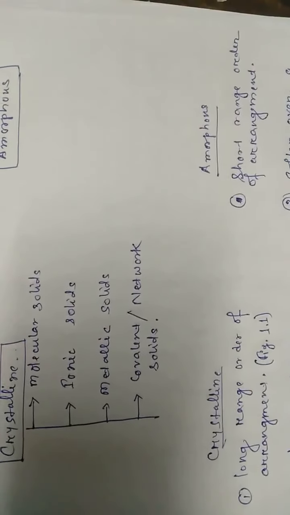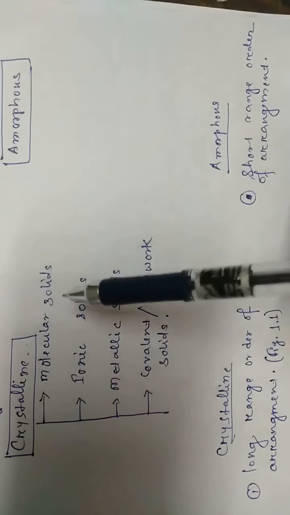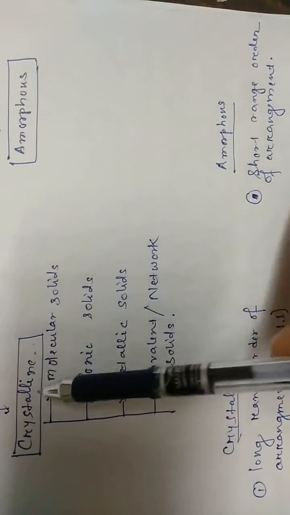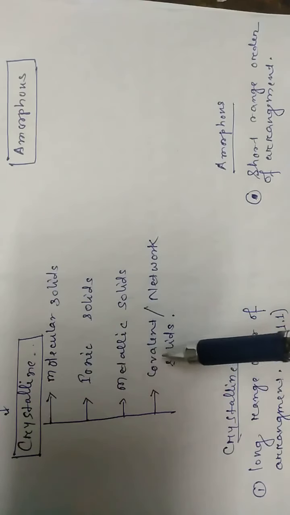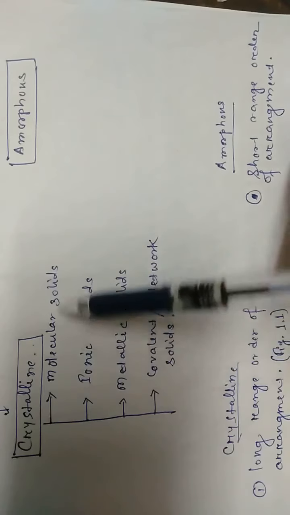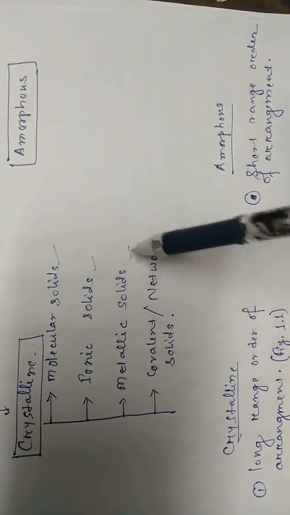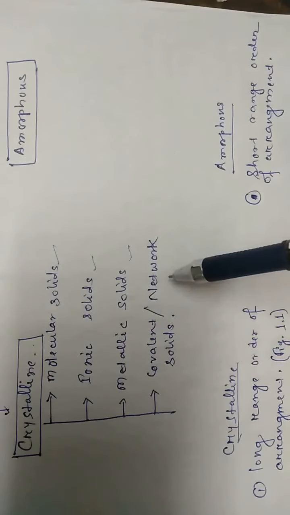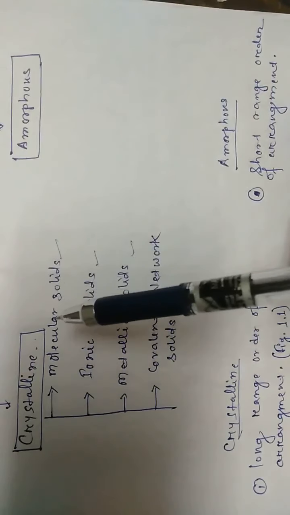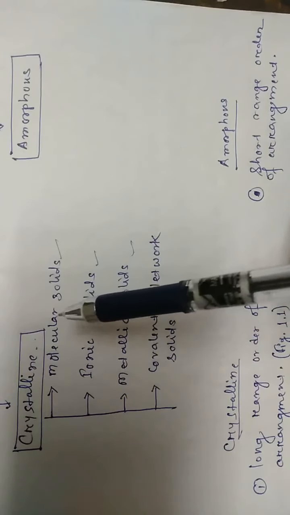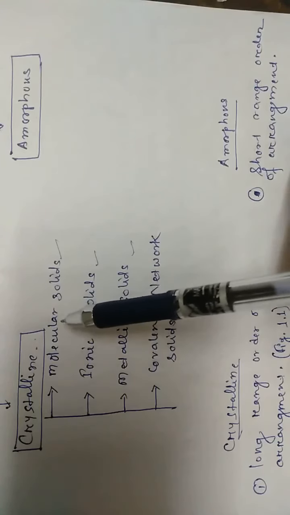So on the basis of what type of constituent particles are present in a crystalline solid, crystalline solid is again classified into 4 different types: molecular solids, ionic solids, metallic solids, covalent or networking solids. So this is the classification of crystalline solid on the basis of what type of constituent particles are present in a solid.